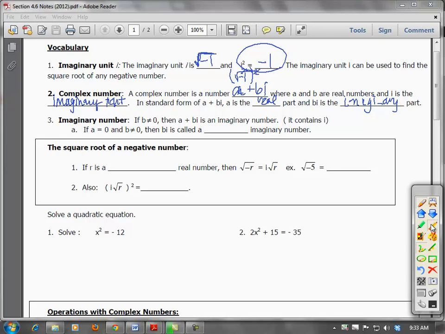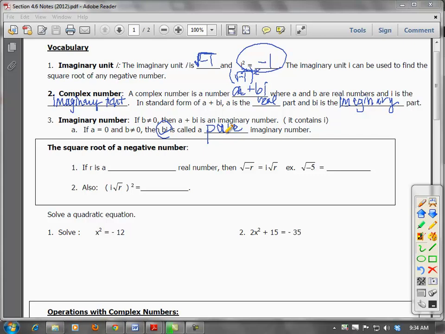Oh my goodness, let's try again. Doesn't seem to like my a's, I apologize. Okay, take a look. If you only have a bi, then we call it a pure imaginary part. I might have to see if I can make this work. A pure imaginary part.